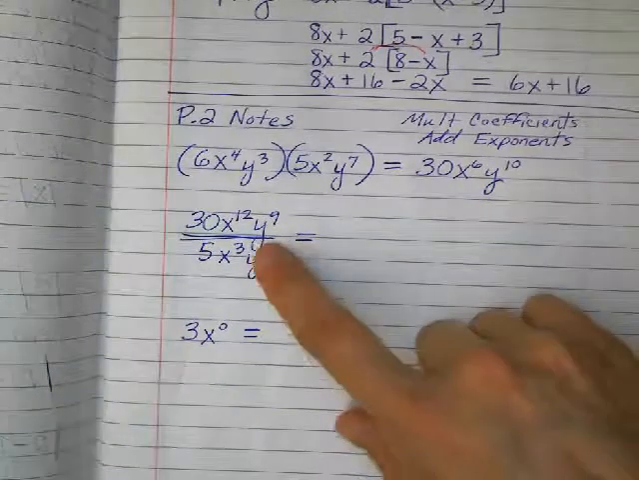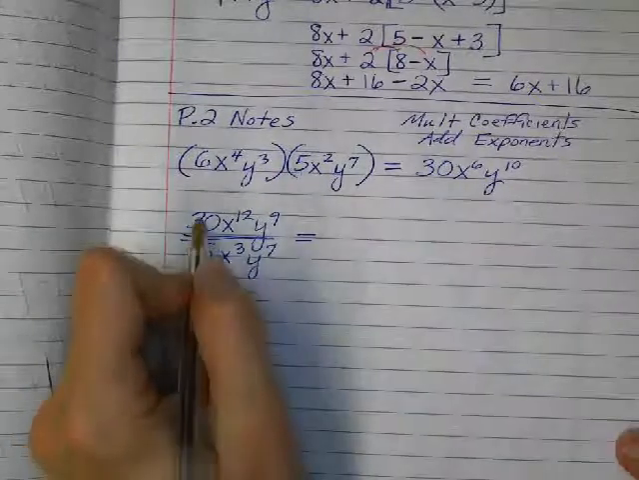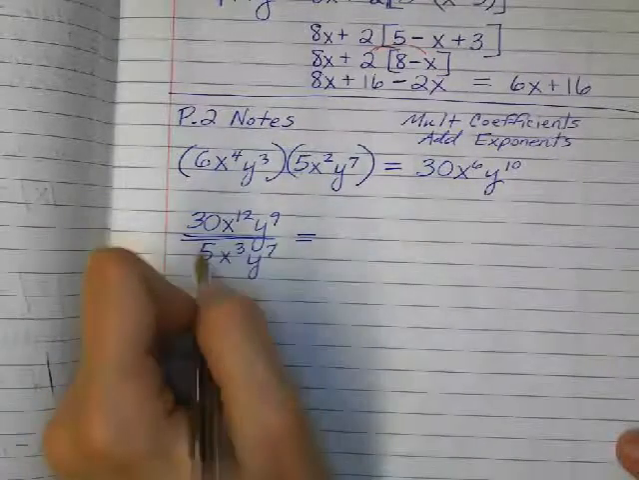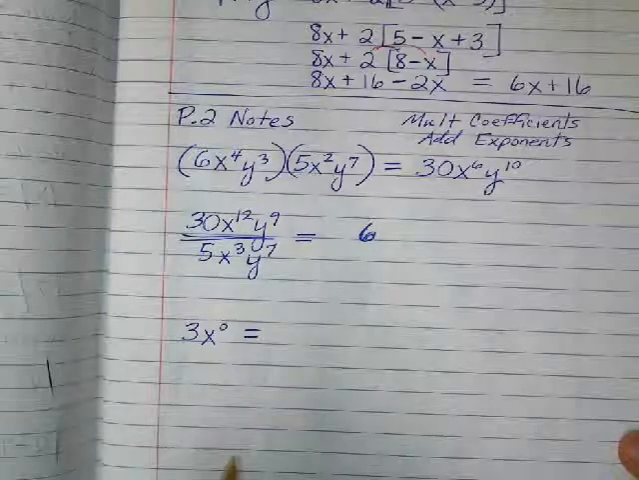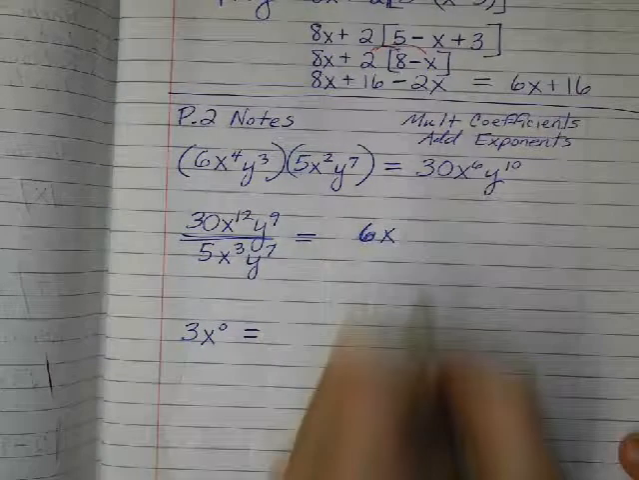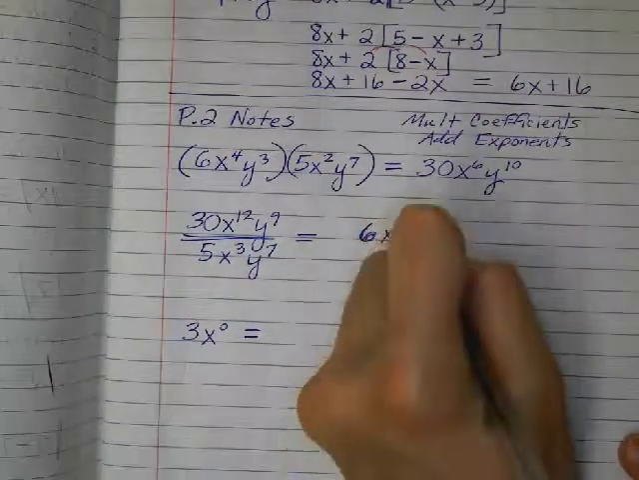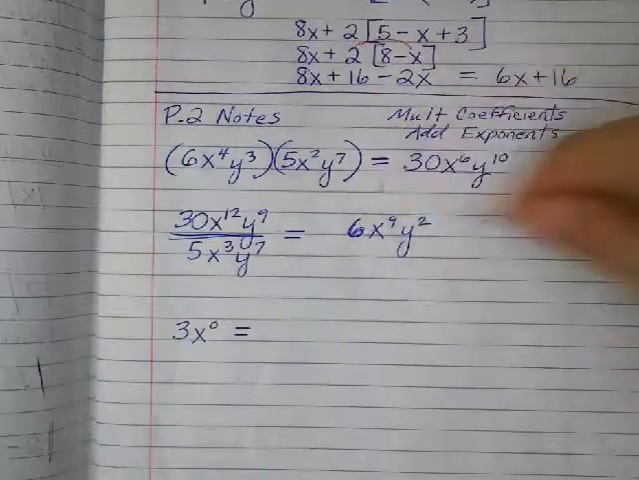What about if you have a fraction? Yeah, divide the big numbers in front. 30 divided by 5 is 6. And you subtract the exponents. So x to the what? 9, y to the 2. And again, write a little note for yourself if you need to.